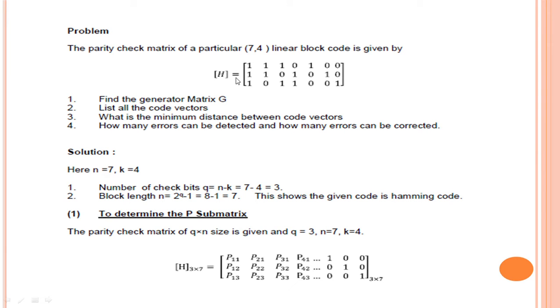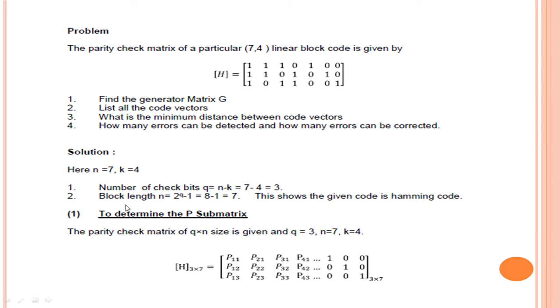So let us see the (7,4) here. 7 represents n, the total code bits which are going to be generated, and k equals 4 represents the message bits. So the number of check bits q can be written as n minus k, 7 minus 4, which gives 3. With the 4 message bits, we are going to generate 3 check bits, and adding them gives the total length of the code vector.